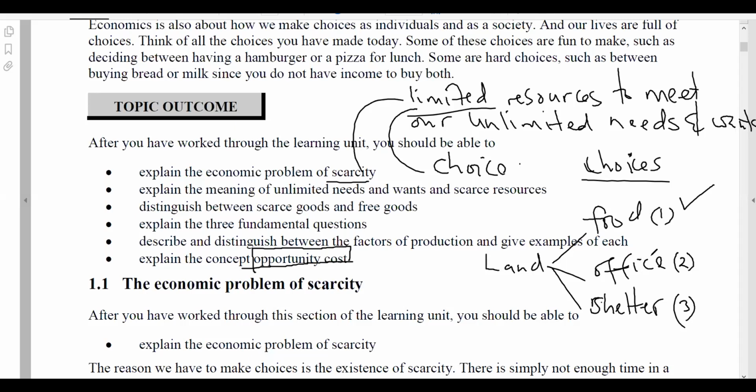So alternatively, you could have used the land to produce an office block or to construct a residential area. So opportunity cost now becomes the cost of producing food in terms of the number of office blocks that you could have constructed. That is opportunity cost.